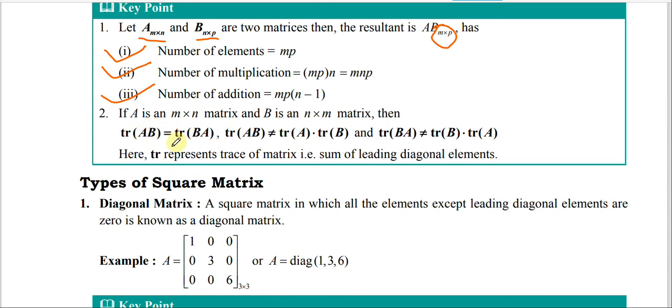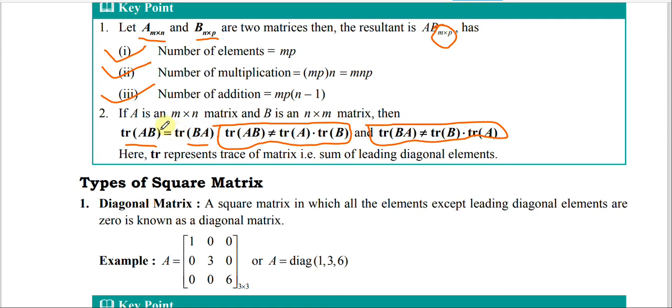And trace of AB will be trace of BA. In general AB is not equal to BA, we know this, but the traces will be equal. Trace of AB is not equal to trace of A times trace of B, which means we cannot do it separately. For AB or BA, the trace will be the same. Trace means the sum of the diagonal elements.